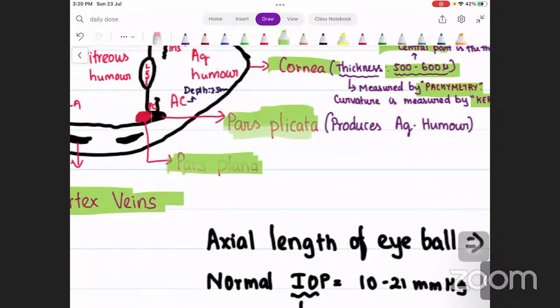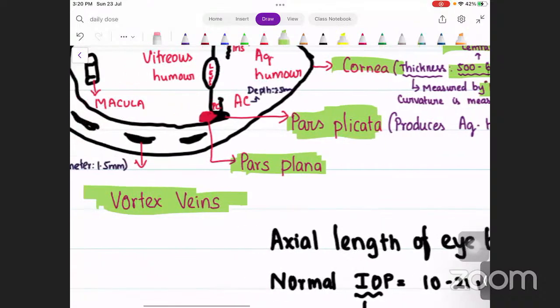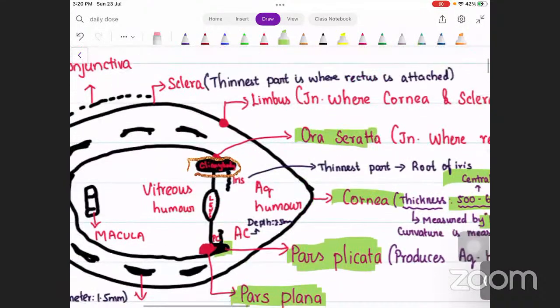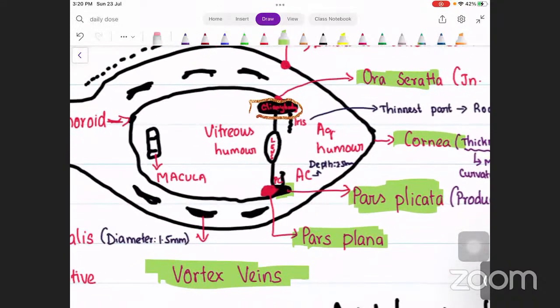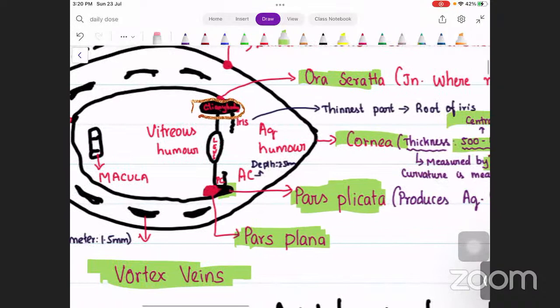Among these, the pars plicata produces your aqueous humor. So you have aqueous humor and vitreous humor, and from the ciliary body you have the lens attached, and in front of the lens you have the iris.